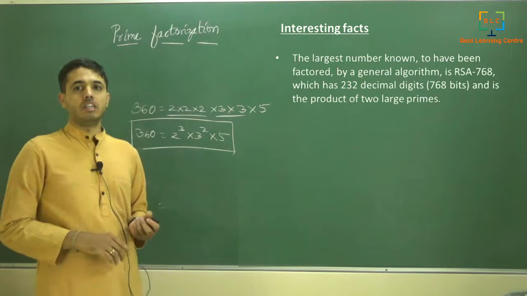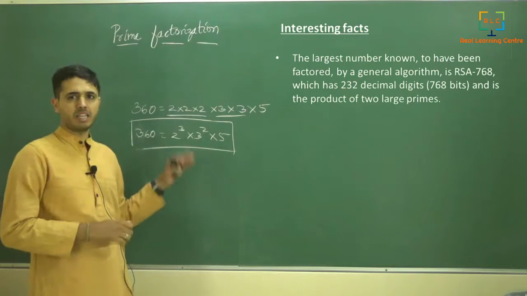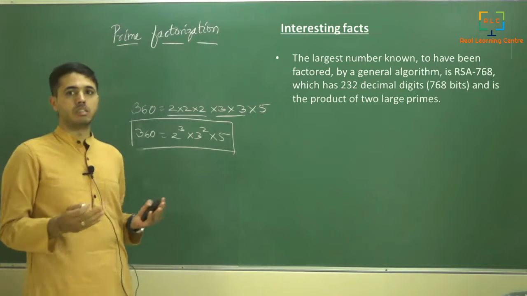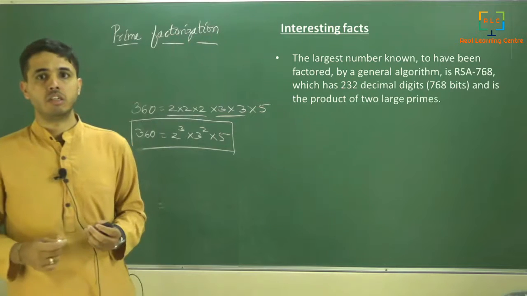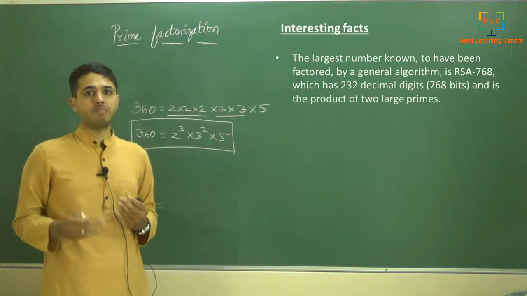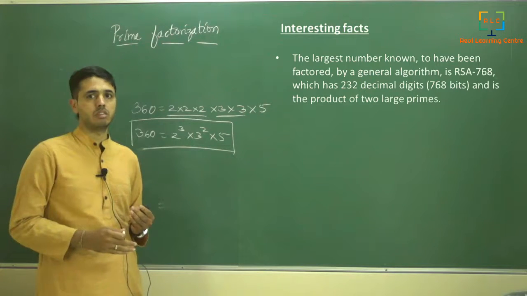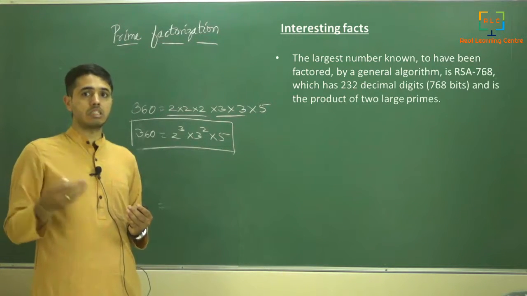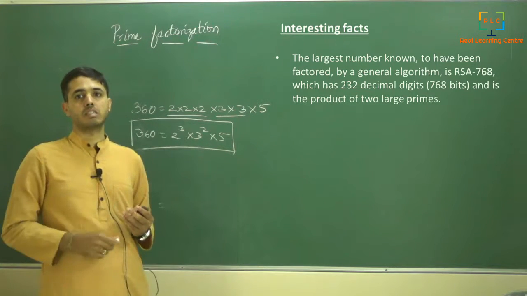So this task of finding prime factors, we took a small example of say 360. But suppose the number is quite big, say it has 5 digits, then the task of finding prime factors becomes a bit more difficult. Now increase it to 6 digits, 7 digits, the task becomes more and more complicated.